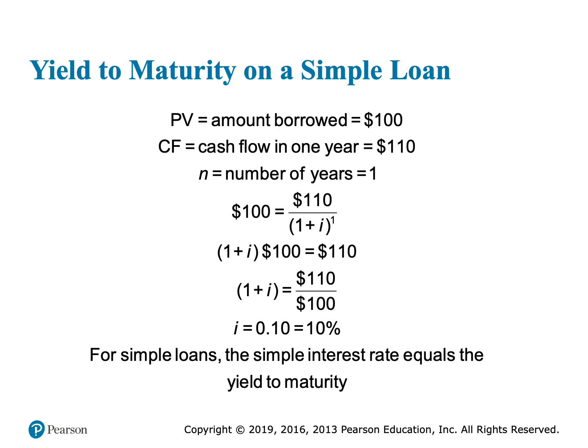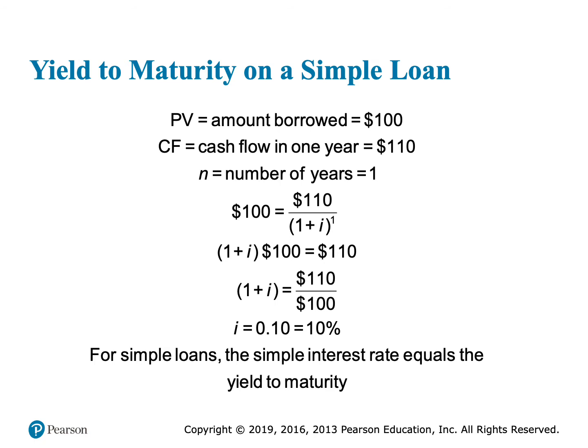Here we have the present value, or the amount that is borrowed at time 0, and we have the promise to pay the future cash flow in 1 year. In this case, it'll be $110. We're dealing with a number of years n equals 1, and we're asking ourselves, what is the interest rate that equates the present value with the discounted future cash flow? Now, you already know the answer to this, and that's good because then you can simply look at the way that we have structured this answer.